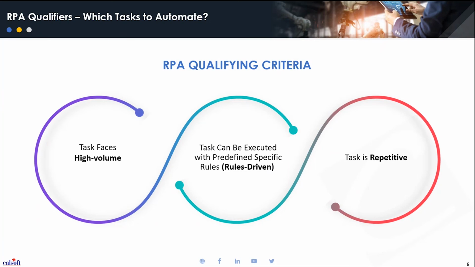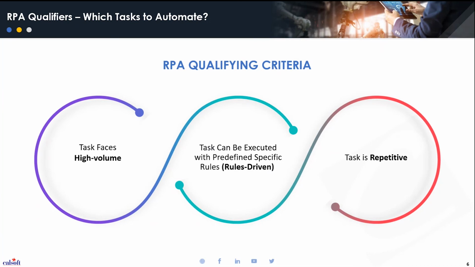The first one is the task should be facing high volume. Now, when we say high volume, we mean the frequency at which the task is executed should be high. The higher, the better it is. A task which gets executed, for example, thrice in a day is more suited for automation than a task which gets executed bi-weekly.